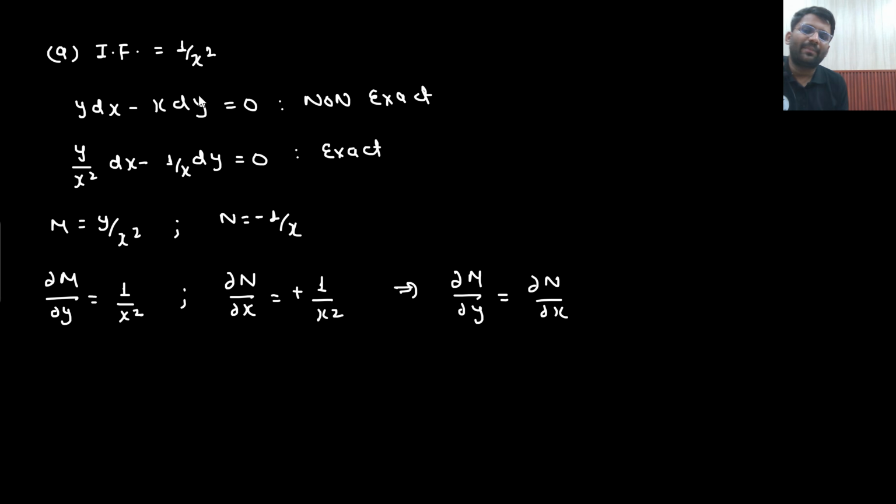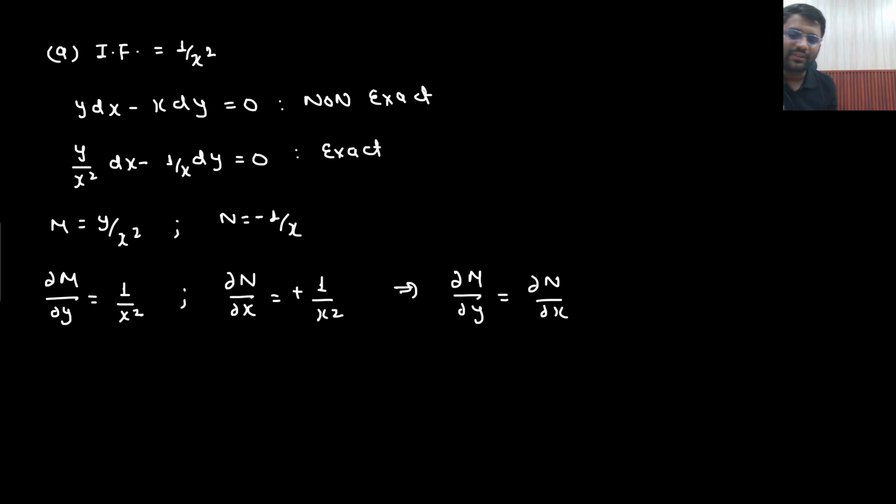So just by multiplying 1 by x square, can I multiply with 1 by x square on both of the sides? Yes sir. If 2 equals 2, then can I multiply 3 on both of the sides? Absolutely. So if y dx minus x dy equals to 0, can I multiply with 1 by x square on both of the sides? Absolutely. 0 multiplied with 1 by x square will be 0 only. So now it has become exact.